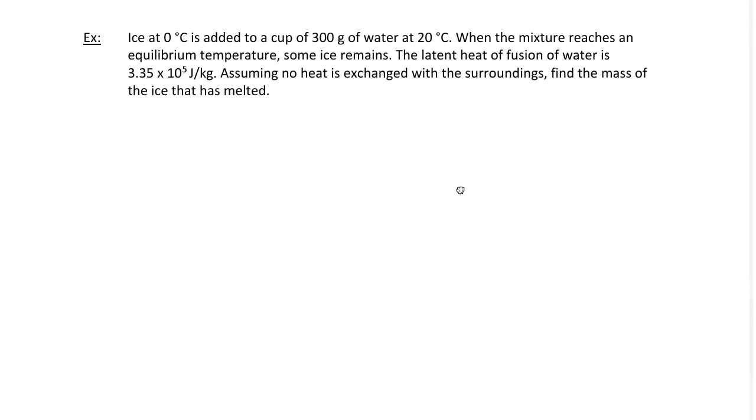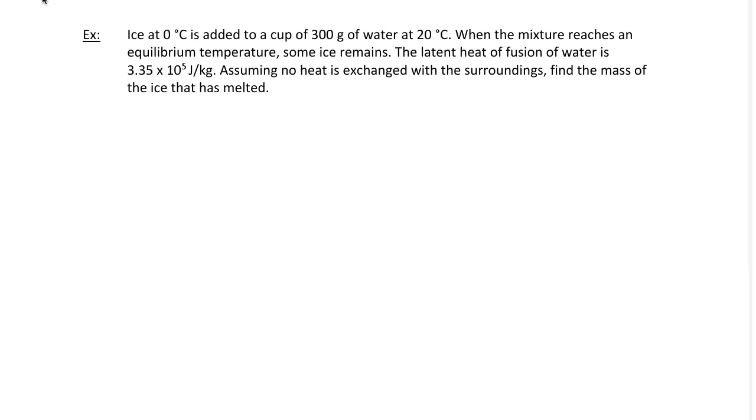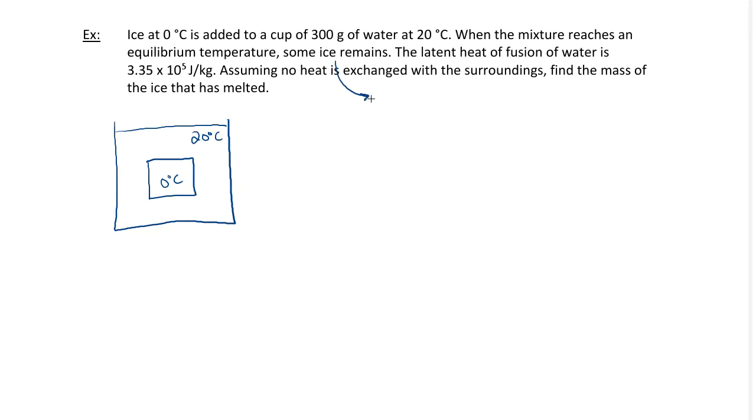Let's look at a typical example. We have ice at 0 degrees Celsius added to a cup of water at 20 degrees Celsius. So here's my water, it's at 20 degrees Celsius, and I'm going to put some ice in it. And the ice is at 0 degrees Celsius, and we're given the masses of each. We're told that when the mixture reaches equilibrium, some ice remains, and in fact we're going to interpret that as some ice and some water remains, both. We're given the latent heat of fusion of water and told that no heat is exchanged with the surroundings. Find the mass of the ice that is melted.